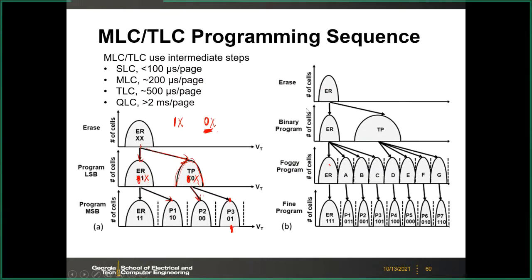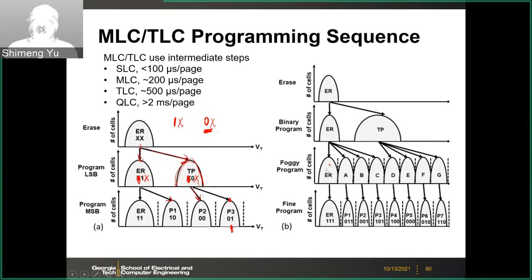And for the TLC, it will become even more complicated, but you can follow this order. You first have some intermediate state for the 4 higher levels, and then you binary program first into 2 distributions, and then you split 1 distribution into 4, and finally we need to tighten the distribution. So here we've divided into intermediate steps, and then finally we tighten the distribution, making sure there's margin between the levels.